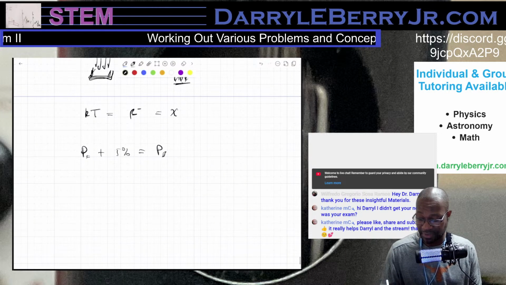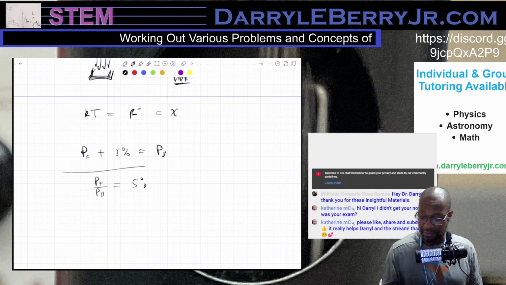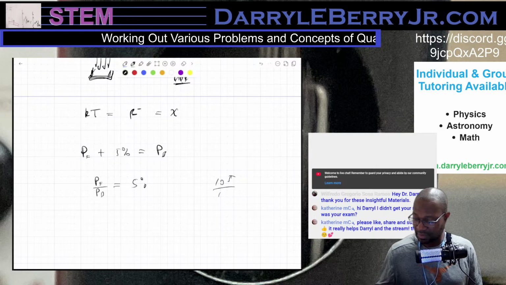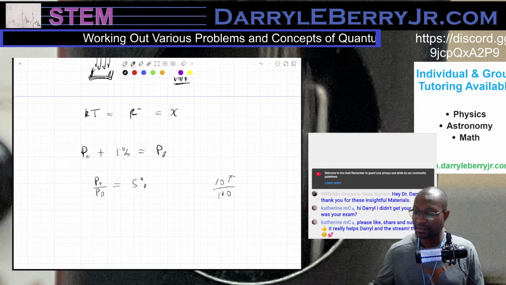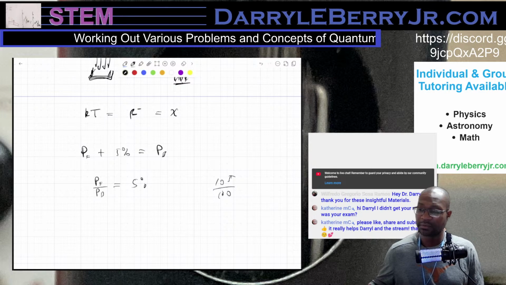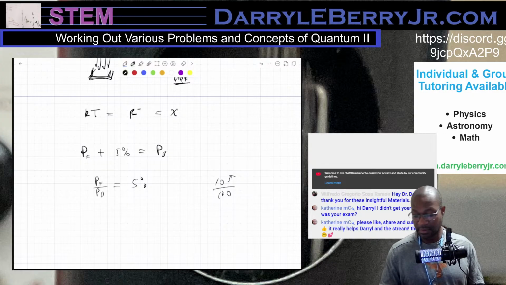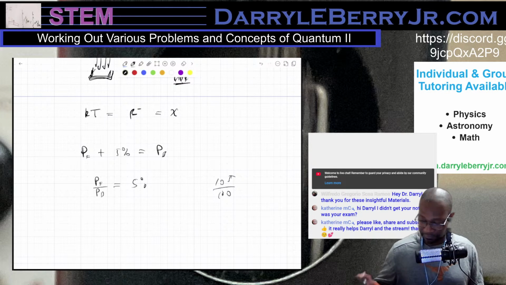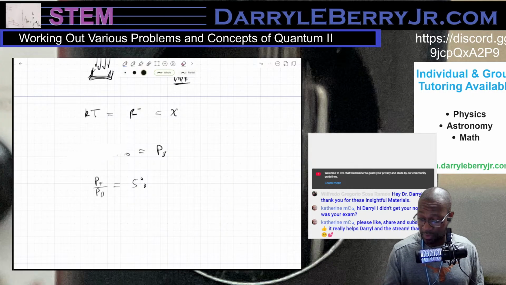Other people did the probability of the fermion over the probability of a boson equaling 5% or something like that. I don't know if 105 and 100 would be 5%. Let's see. 100 divided by 105 is 95%. So some people did it that way. I did it the first way. I guess either one will work, as long as I did my math right.